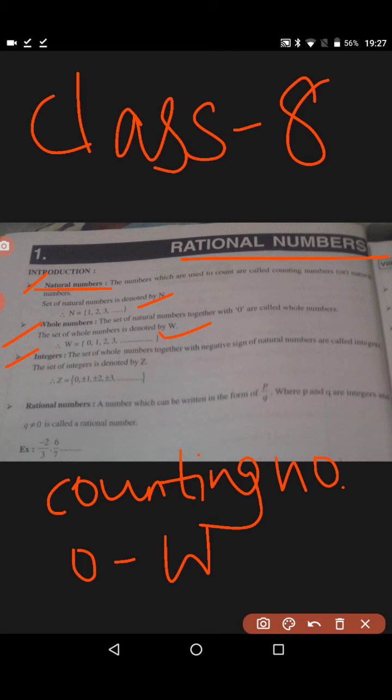Next is integers. The set of whole numbers together with the negative of natural numbers is called integers. These integers are denoted by Z, and also by I, okay? So one more point you need to include there: the set of integers is also denoted by I, I and Z. You will have positive numbers here as well as negative numbers. I will show you now how to denote them.